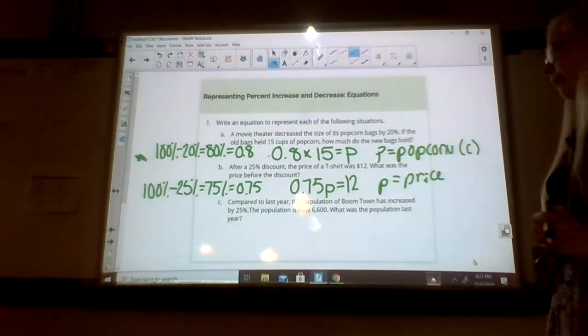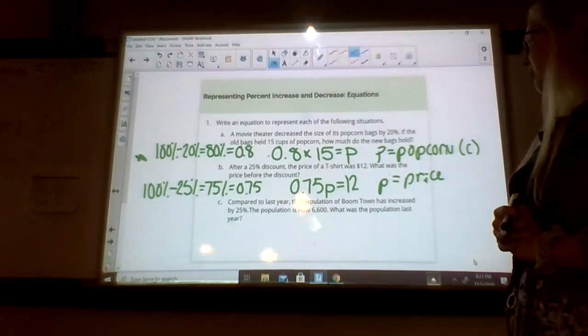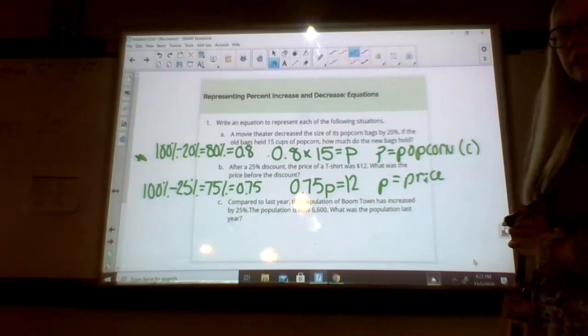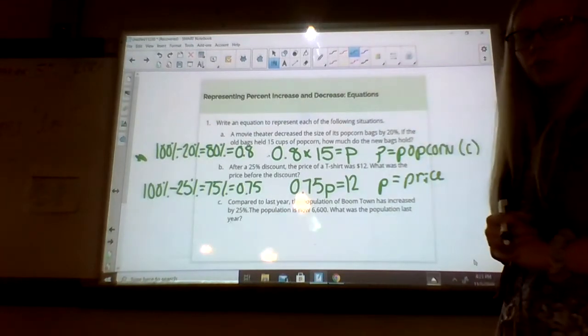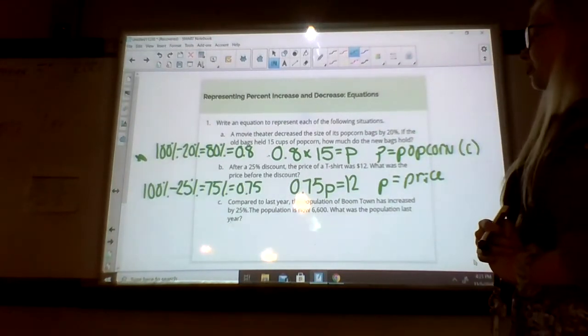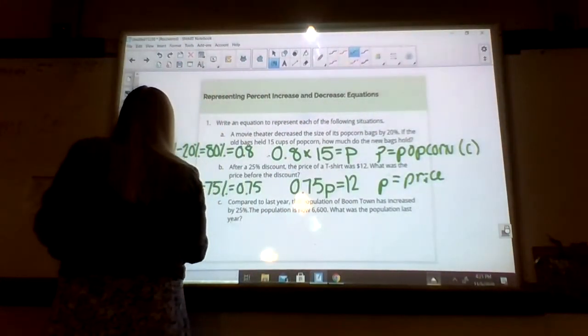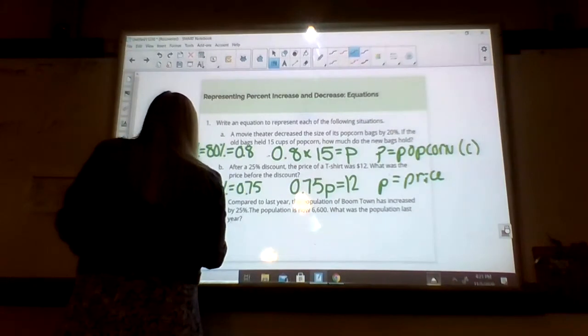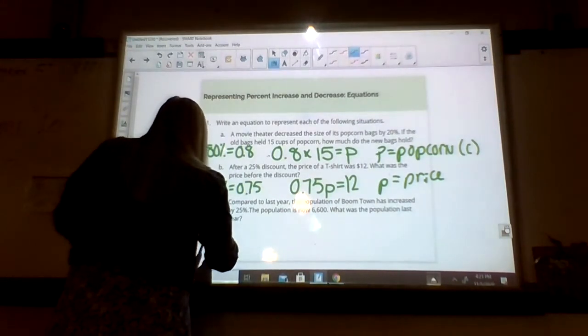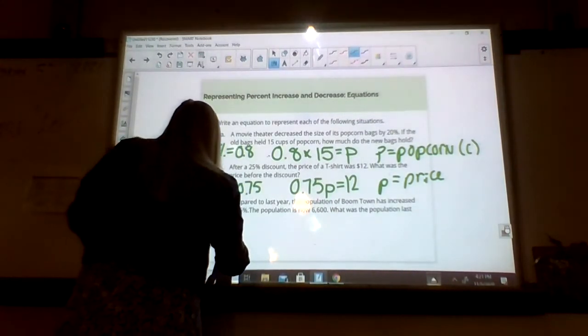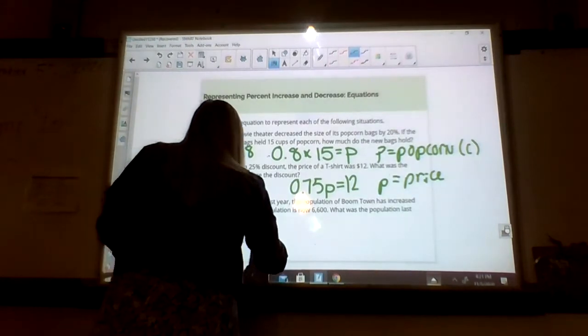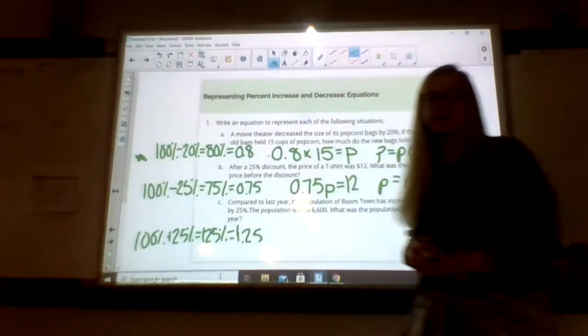Very last problem. Compared to last year, the population of Boomtown has increased. They have increased now, so we're going to be adding. They have increased by 25%. So 100% plus 25% is 125%, or 1.25 as a decimal.